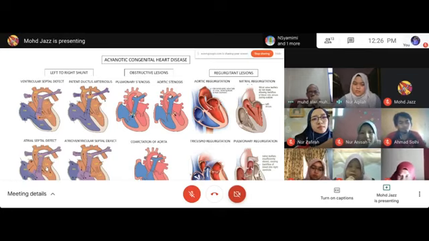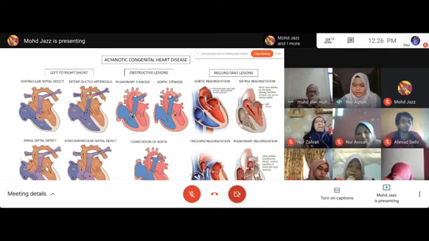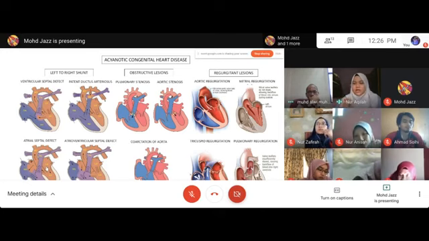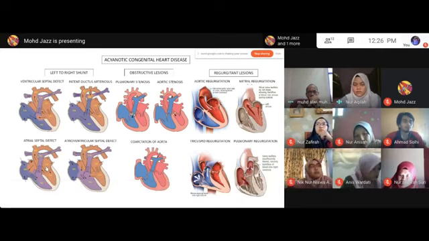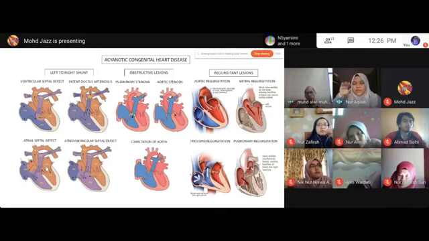The most common is ostium secundum, or we can also call it secundum ASD, in which the defect is a deficiency of the foramen ovale. So in ostium secundum or secundum ASD, the area of the foramen ovale is deficient. So when there is a deficiency, there will be left to right shunting, from the left atrium to the right atrium.